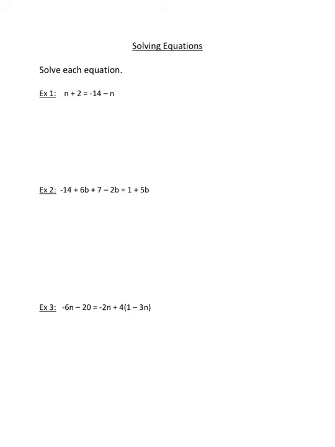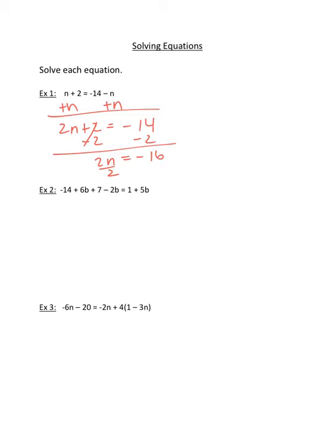In the first example, we have an equation that you've seen before that is something you would be comfortable with. You're trying to get variables on one side and numbers on the other, so you would add n to both sides. That would give you 2n plus 2 equals negative 14. And then you would subtract 2 to get the numbers on the other side of the equal sign. 2n equals negative 16. Divide both sides by 2. n equals negative 8. This is something you've done a lot in the past, last year.